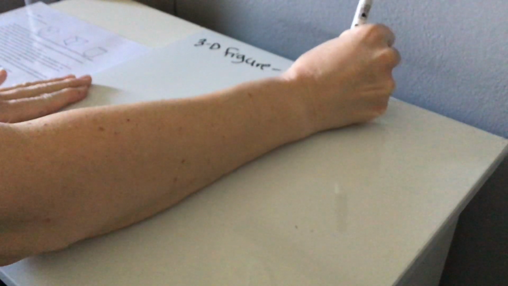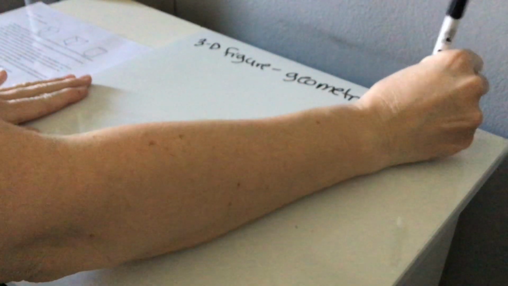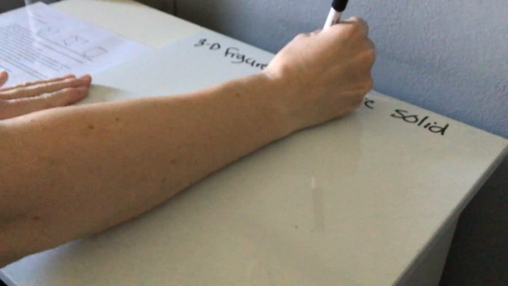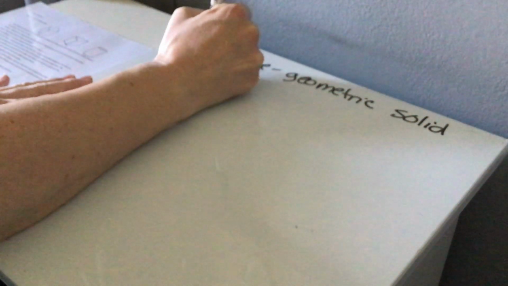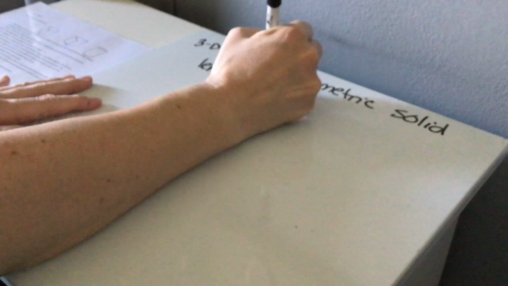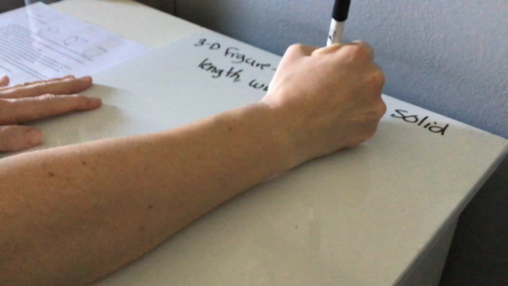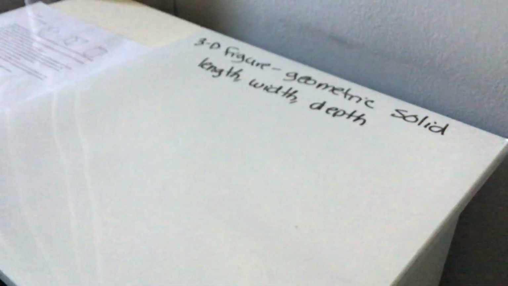A 3-dimensional figure is considered a geometric solid, whose points don't all lie in the same plane. A geometric solid has a length, a width, and a depth.